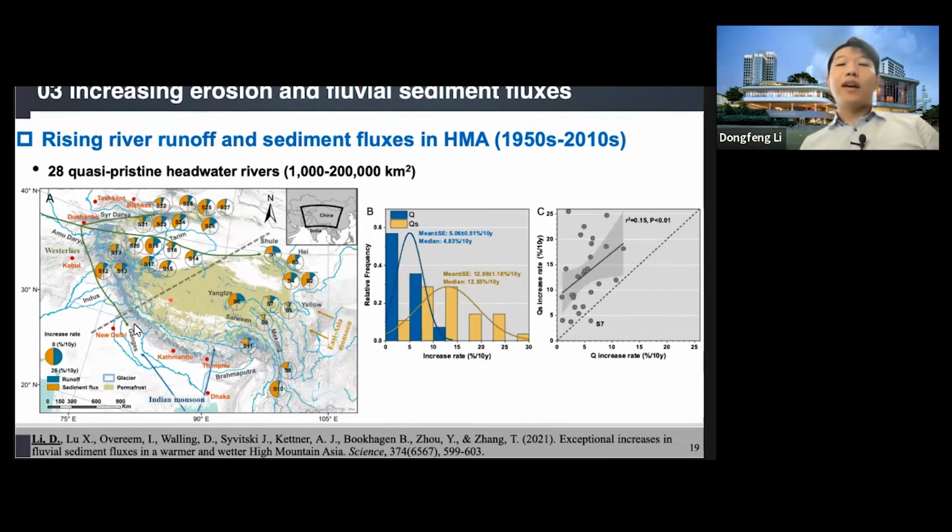And if we divide the high mountain Asia into two parts, the HMA eastern part and the HMA west part, that is mainly affected by the westerly controlled climate zone, including the upper Indus River Basin and also the upper Tarim Basin. So we can see, as compared to the monsoon affected region, in the westerly controlled river basins, both the runoff and also the river sediment increased much more drastically as compared to the monsoon controlled region.